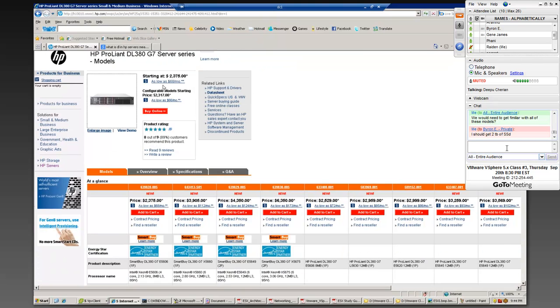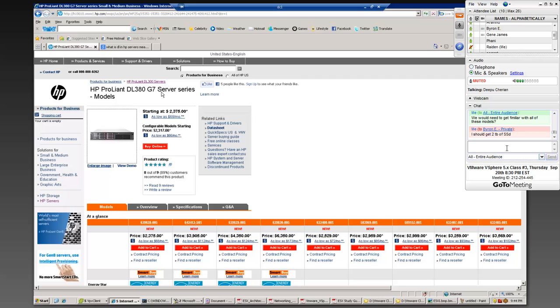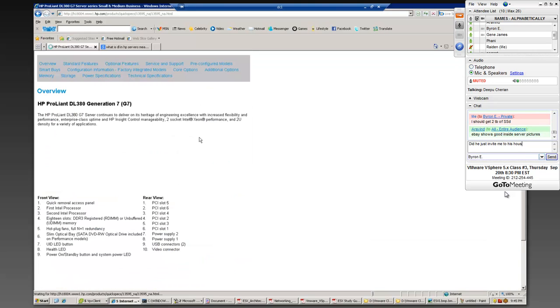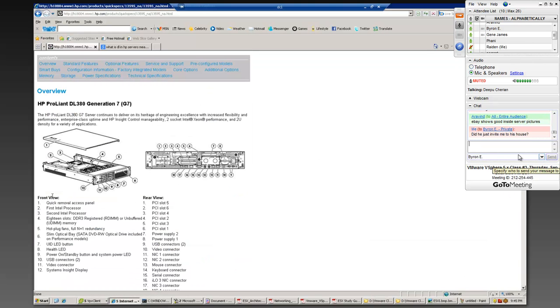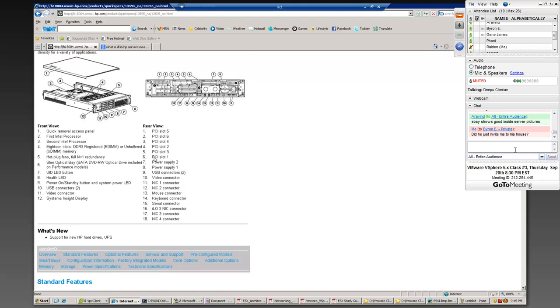So these are servers. I will show you some more. This is a DL380 G7 server. I came a little bit inside the site. When you come here, there is something called QuickSpecs. Click on that link. It gives you more inside details about your server, the inside picture and the back, every part of it, what is there and all.